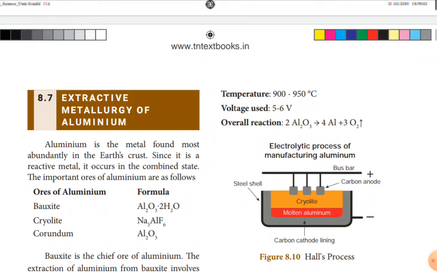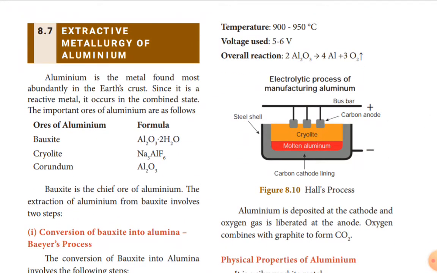So what are the important ores? Ores are the minerals which are used for the extraction of metal. Minerals are the substances which are obtained from the earth crust. You should know the difference between ores and minerals. Then there are three important ores of aluminium. Bauxite, formula Al2O3, 2 moles of water. Cryolite, Na3AlF6, that is sodium aluminum hexafluoride. Then corundum, that is aluminum oxide, Al2O3.